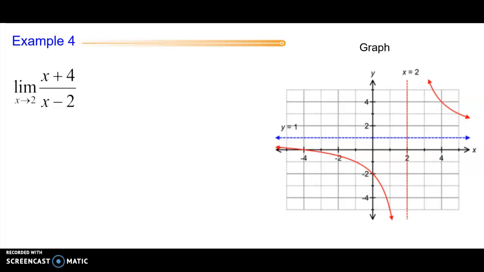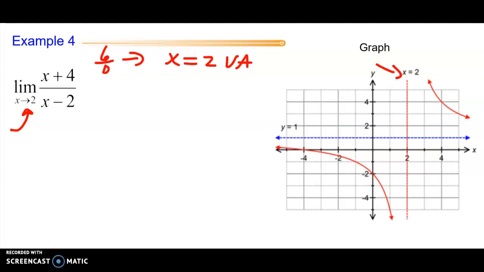This is example 4, lesson 2.7, infinite limits. We're going to investigate the limit as x approaches 2 of the function (x + 4)/(x − 2). With direct substitution, plugging in 2 for x, we get 6 over 0. 6 over 0 is undefined, so I know the limit is going to go to infinity, and I know x = 2 is an asymptote. The question is, what happens to the right-hand side and the left-hand side of 2?